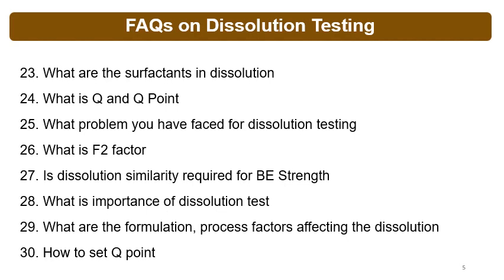What is Q and Q point? So Q is nothing but the quantity of the label claim that is released or dissolved at some specific time point. That is also called as Q point.